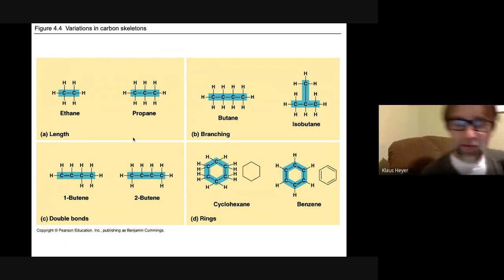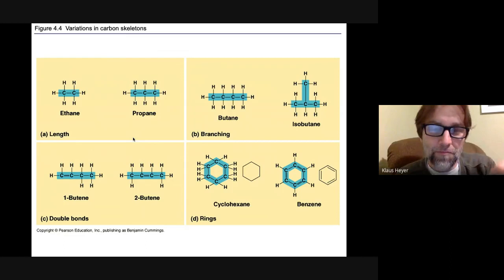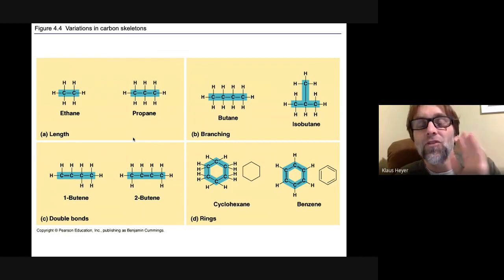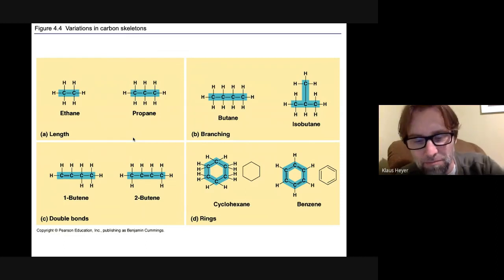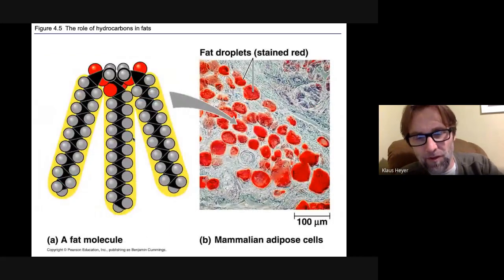Okay, I already see that I'm boring you. Okay, look at this. These are carbon skeletons. Done. Do they have carbons surrounded by hydrogens? Yes, they're hydrocarbons. That's it. That's all you need to know. I'm going to skip this.